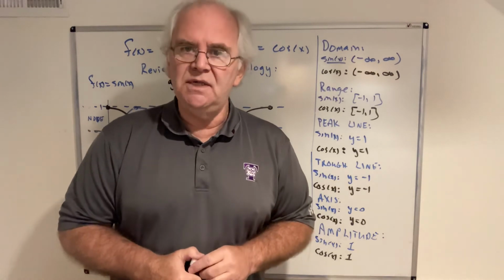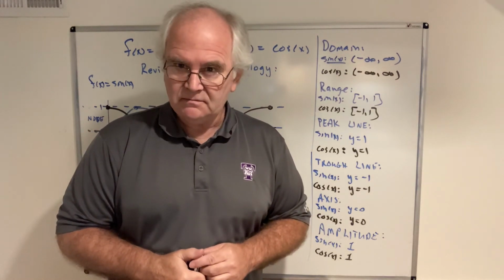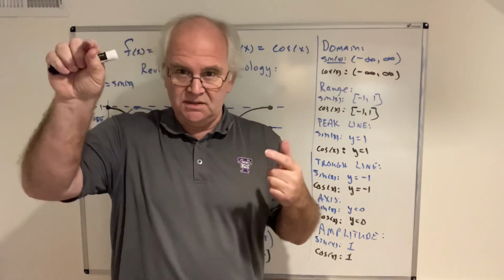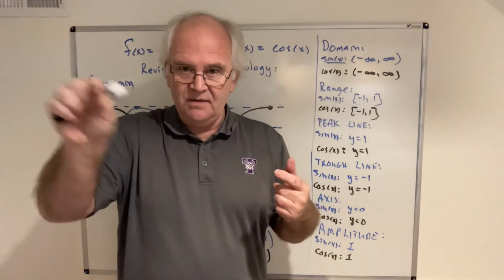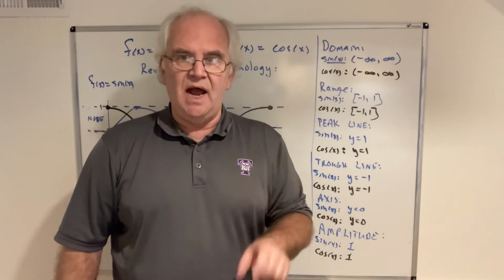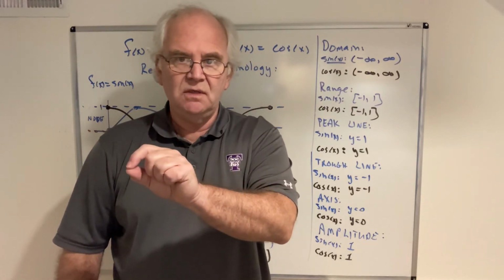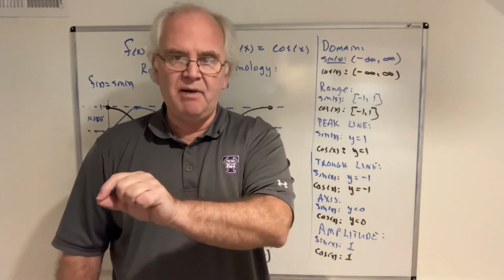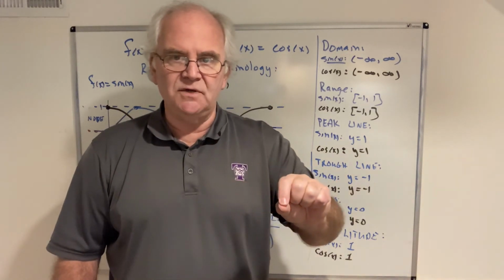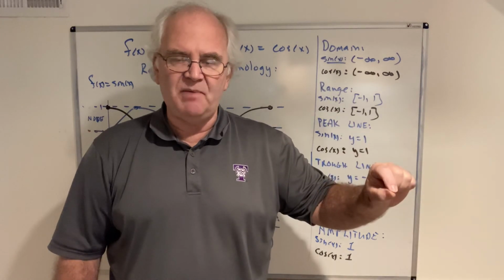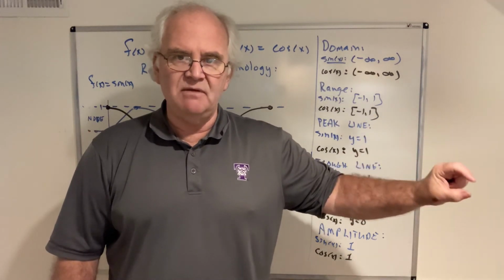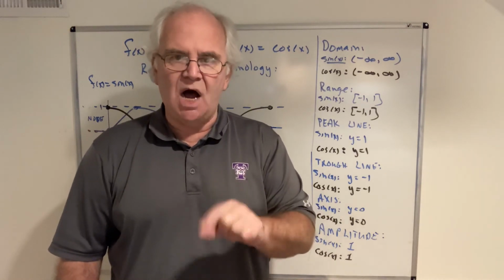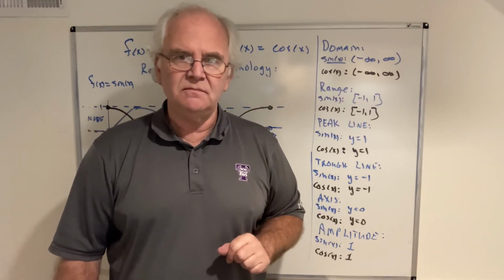Where are the nodes of cosine? Do you see it in your mind's eye? It starts at the peak, then looks like a little valley. The nodes of cosine are at pi over 2, then where's the next one? That's at 3 pi over 2. So it's pi over 2, 3 pi over 2. The next one would be at 5 pi over 2, then at 7 pi over 2. We're talking about odd multiples of pi over 2.